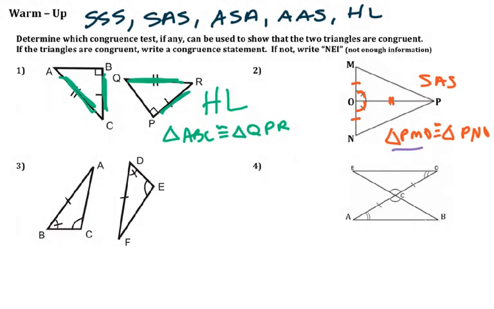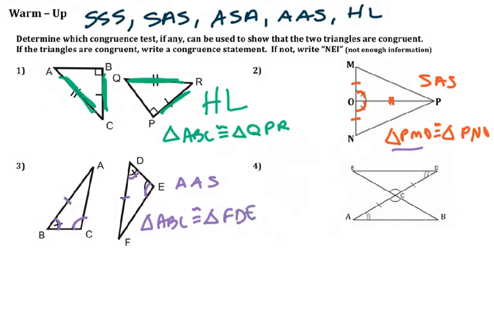Okay, number 3, we see that we have an angle followed by another angle, and then a side. So angle, angle, side is a congruence test. And so I would say that triangle ABC is congruent to triangle FDE.